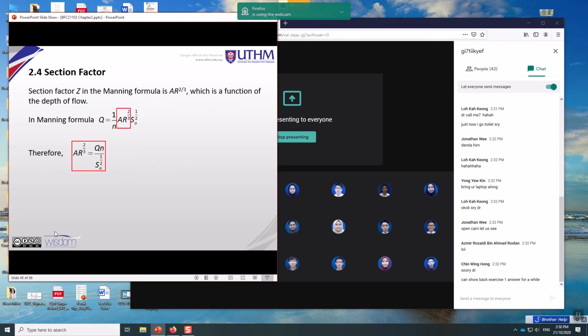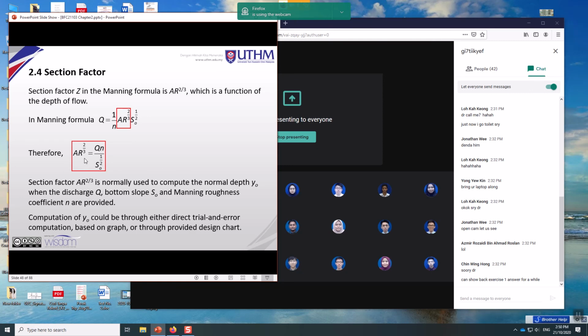And what is section factor? Remember, when we wanted to solve for our uniform depth of flow just now, we rearranged our Manning and Chezy in terms of AR to the power of 2/3 equals to QN divided by S naught to the power of half, right? AR to the power of 2/3 is actually a function of depth of flow. What I'm trying to say is, we actually wrote our formula earlier to solve that question in terms of section factor. Section factor is AR to the power of 2/3 in Manning, and for Chezy it is AR to the power of half, which is a function of depth of flow. That means section factor is a function of depth of flow, the definition, right?